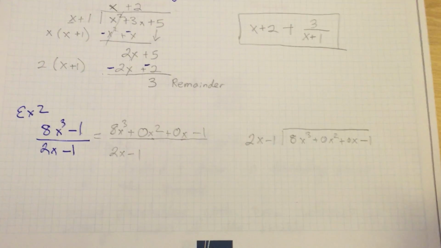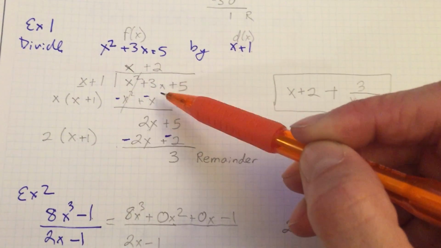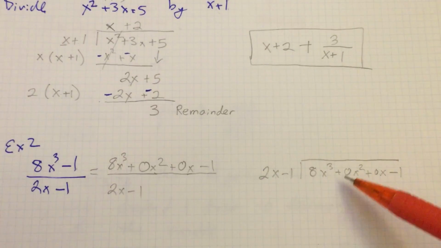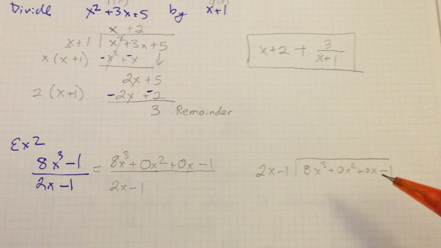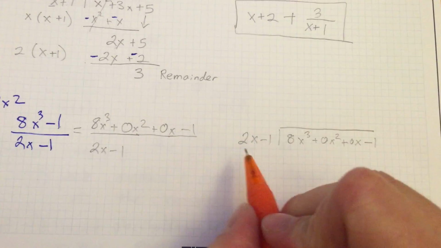Okay, you'll also realize when I was talking about how the x squareds go underneath each other, the x's go underneath each other. If you don't remember the placeholders, you're not going to have a place for all your terms, essentially.